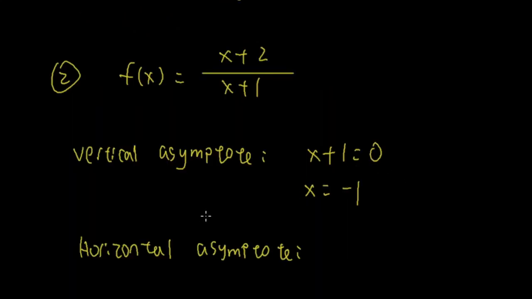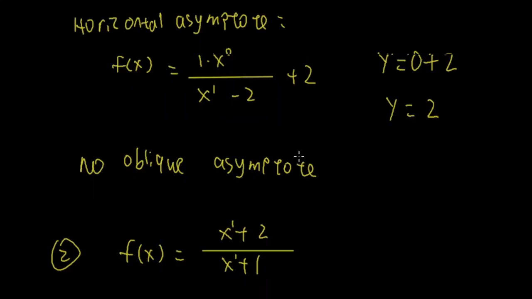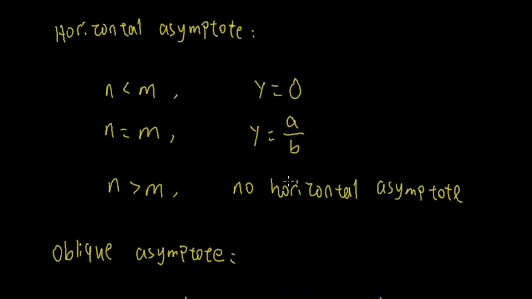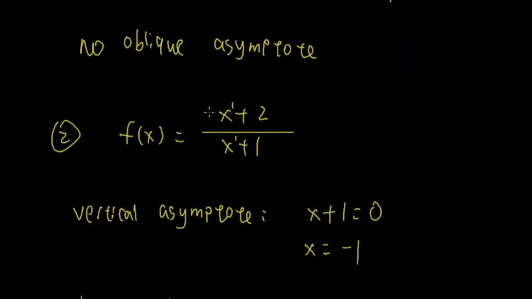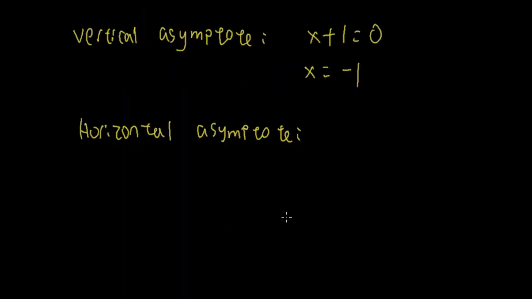Now, notice that the highest degree of power in the numerator and the denominator are both 1, right? So they're equal. Look at the rules here. When n is equal to m, the horizontal asymptote is the leading coefficient in the numerator divided by the leading coefficient in the denominator. In this case, both leading coefficients are 1 and 1. Right? Okay, so the horizontal asymptote is y equals 1 over 1, y equals 1.